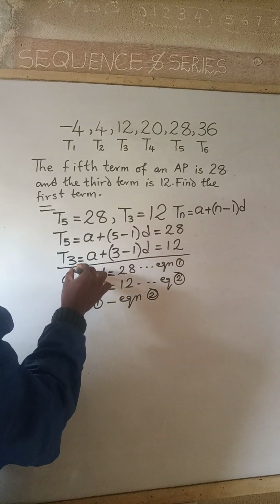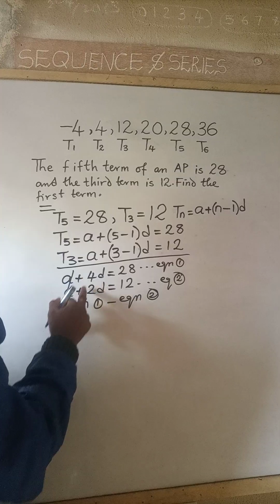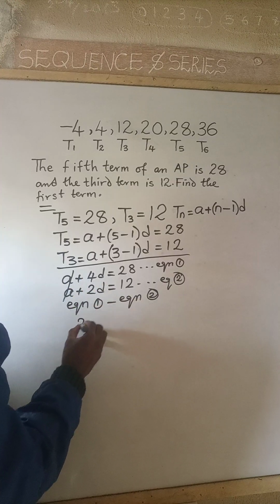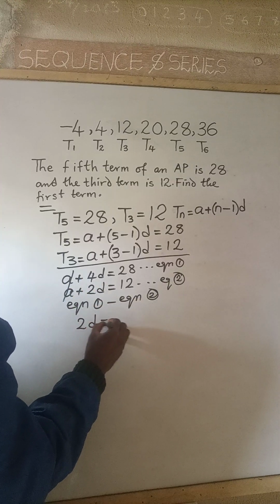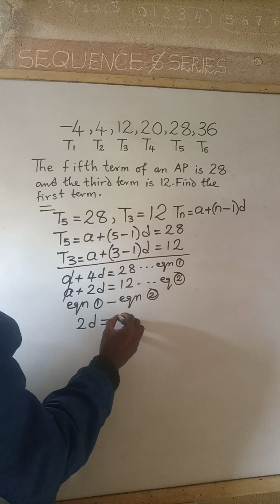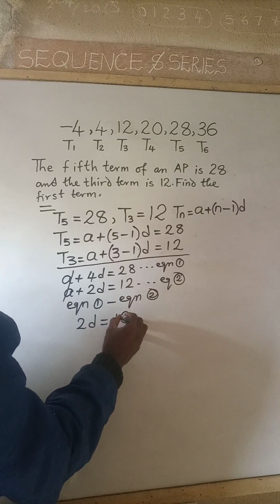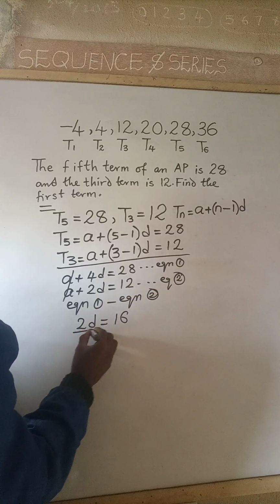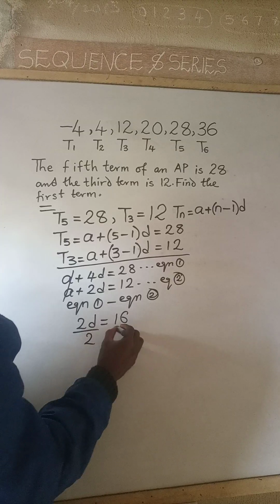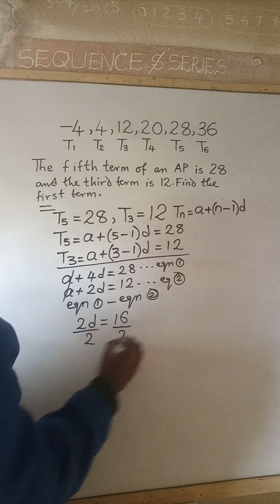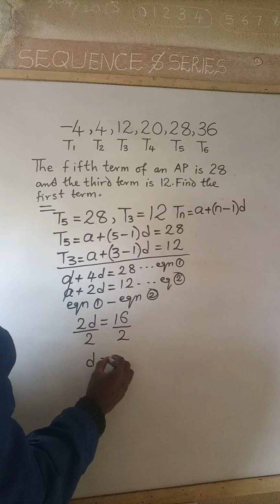When I do this, the A's cancel out. 4D minus 2D will give us 2D, which is equal to 28 minus 12, which gives us 16. Now, I will divide both sides by the coefficient of D, which is 2. So when I divide, we will have the common difference as 8.